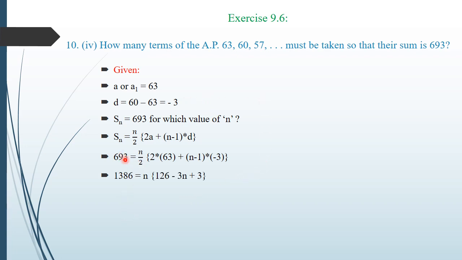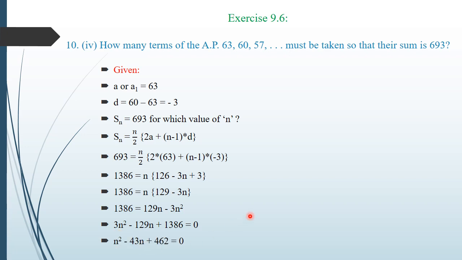Now taking these two on the left side, 693 into 2 will give me 1386, that is equal to n into 63 into 2 will be 126, and multiplying this minus 3 to the bracket of n minus 1 I'll get minus 3n, minus into minus is plus here, 3 into 1 is 3 here. Now 1386 is equal to n into 126 plus 3 will give me 129, minus this 3n as it is. Now 1386 is equal to, I'll multiply this n inside the bracket, so I'll get 129n minus 3n square. Now rearranging all the terms, I'll get 3n square minus 129n plus 1386 equal to 0.